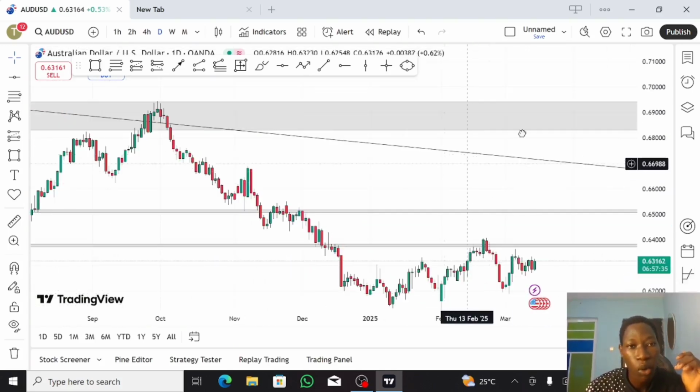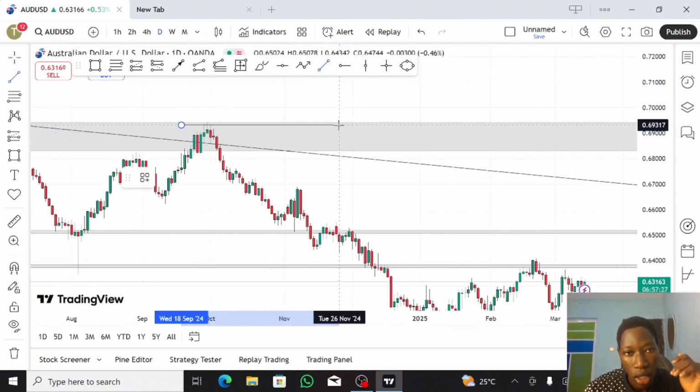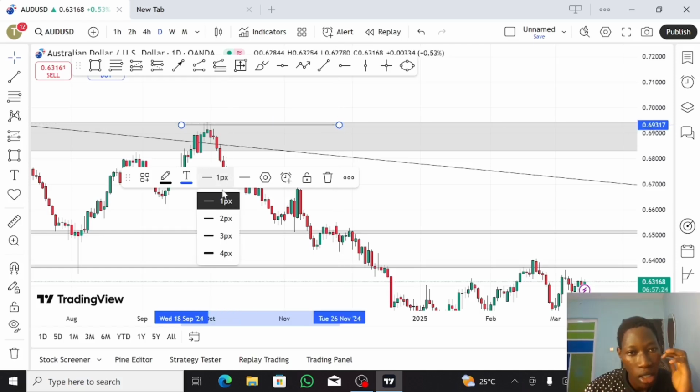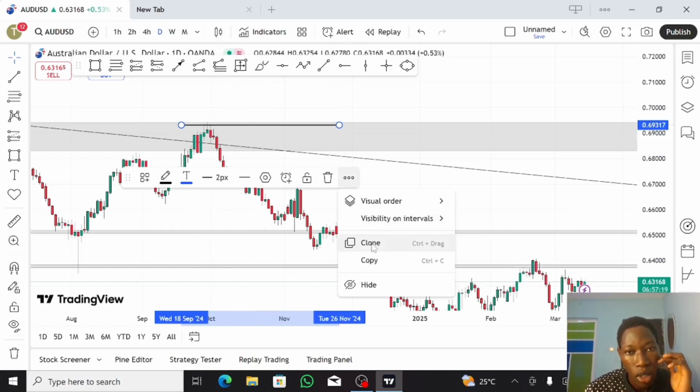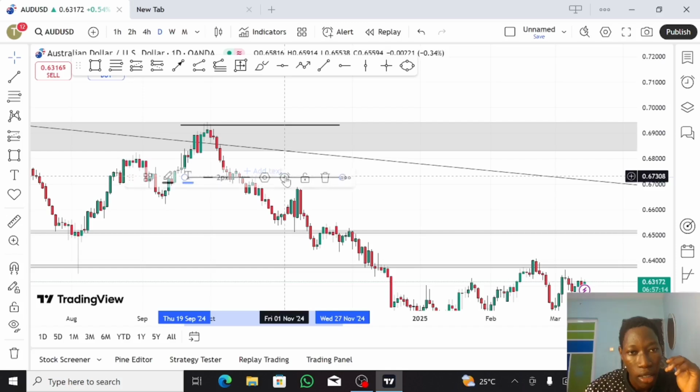Because if you check this market very well, you can see that when the market goes to this point, there was a high at this point here. So let's do this. Let me show you some things. There was a high at this point here. Let me make this a little bit thicker and clone. There was a high at that point here, and there was a low at this point. And the market fell down.